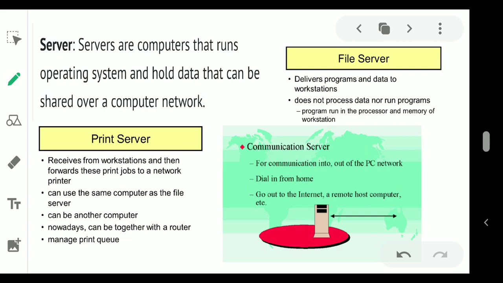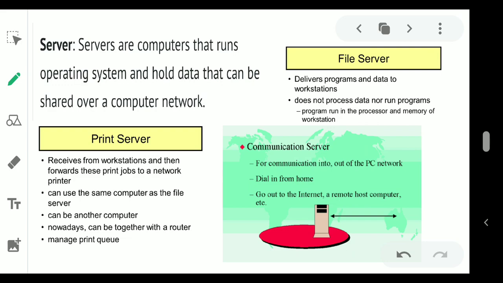The services may include storing common programs or data files that are frequently shared by the other computers in the network. Based on the type of service provided, a network can have three basic types of servers. These are file servers, print servers, as well as communication servers. First we will learn about the file servers.